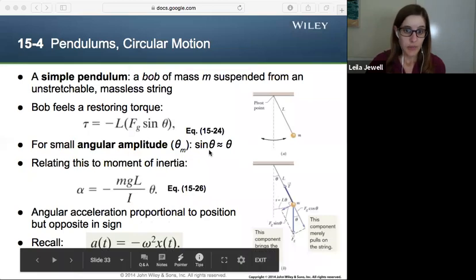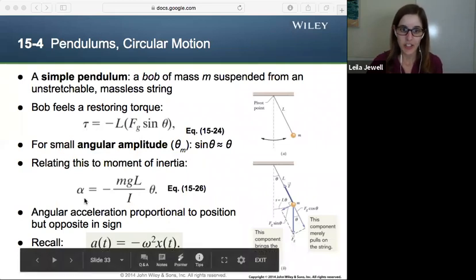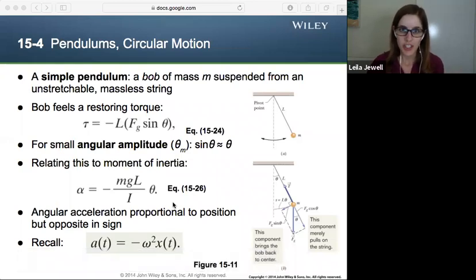So looking at that, we can use sine of theta is equal to theta. And we can say, hey, torque, we know torque by Newton's second law, the rotational form, torque is equal to I alpha. So if we plug in I alpha, alpha is our angular acceleration, we divide I to the other side, and mg just comes from the force of gravity. And so we get this equation that the angular acceleration is equal to negative mg times the length of the string divided by the moment of inertia, or rotational inertia I, times the angular displacement theta.